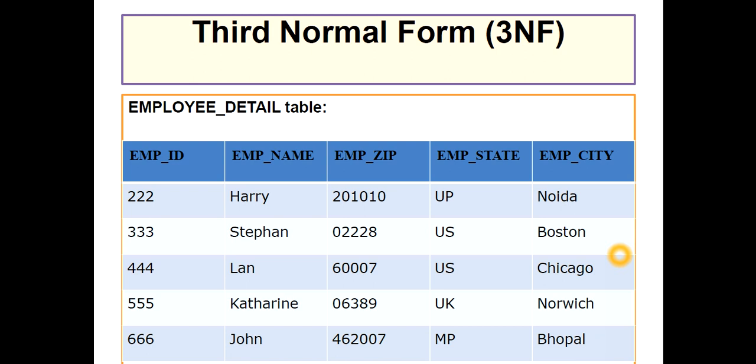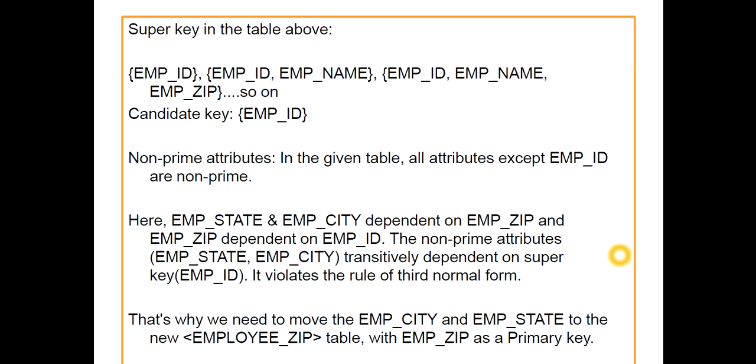So we have a transitive dependency here. Why? I'm repeating again. Employee ID is implying employee zip, and employee zip is implying employee state. So this is a transitive dependency. This should not exist in our table for it to be in third normal form, isn't it?